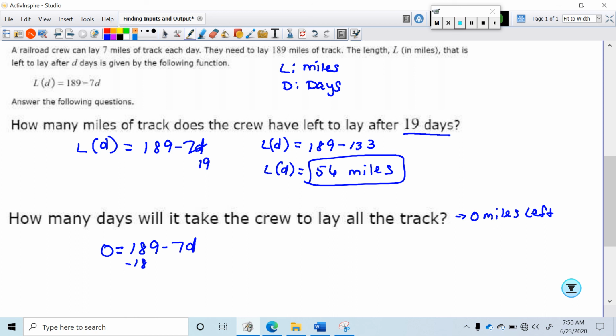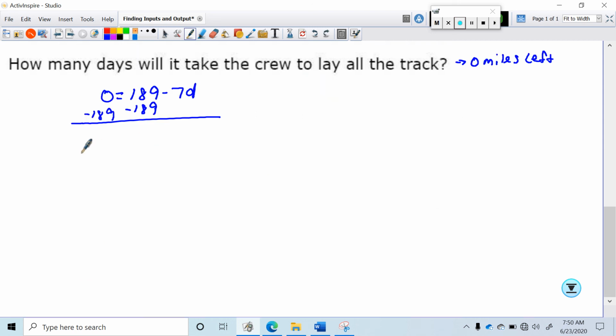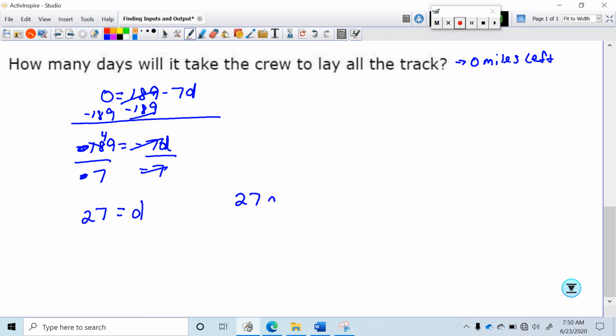I'm going to subtract 189 from both sides. 0 take away 189 is negative 189 equals, opposites cancel, negative 7D. Divide both sides by negative 7. Top negative cancels with bottom negative. 7 goes into 18 2 times with 4 left over, and 7 goes into 49 7 times. Top cancels with bottom. So after 27 days, they will be finished with the job.